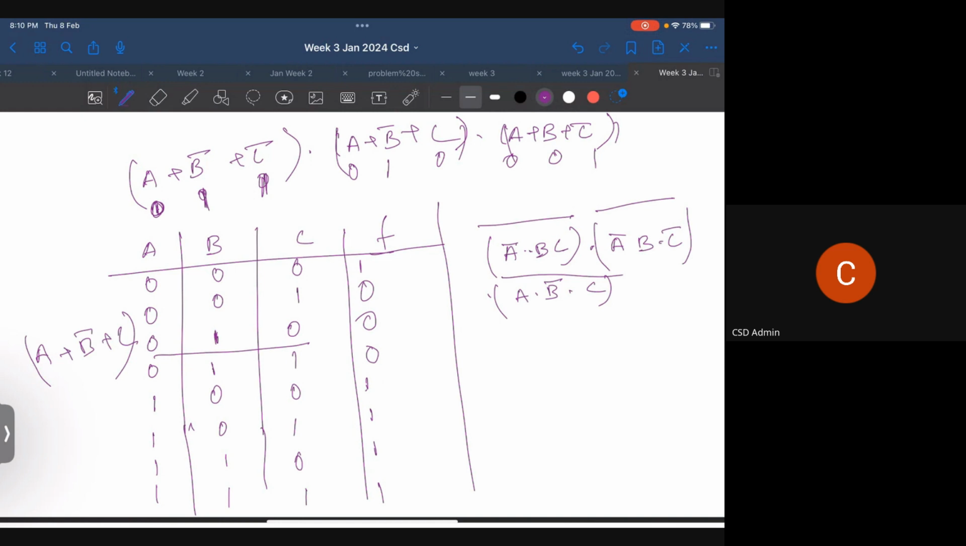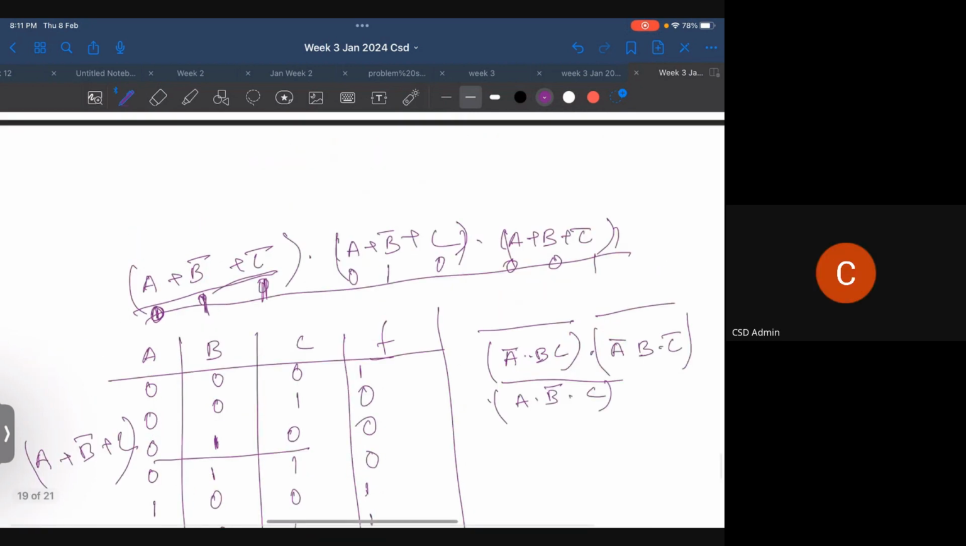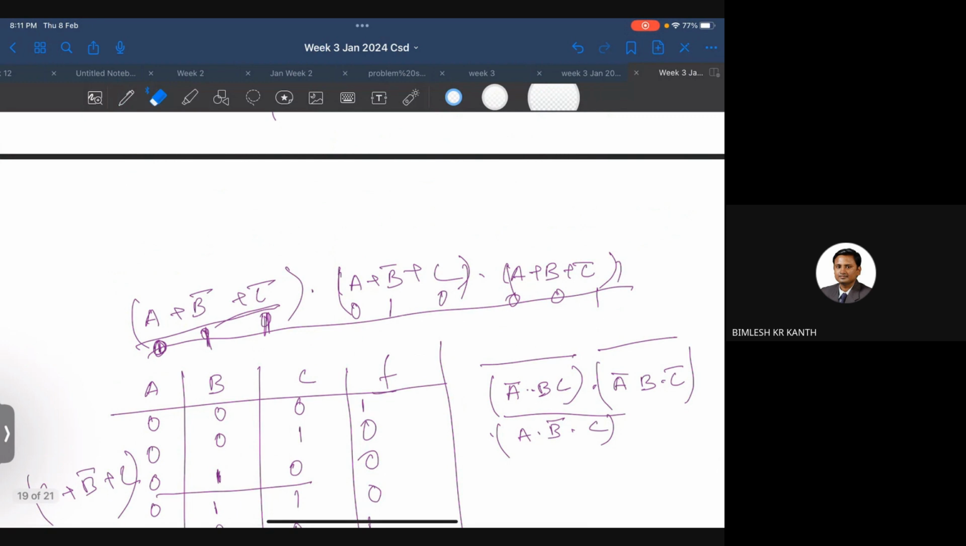You cannot write because this is a SOP, right? This is POS, right? I was applying De Morgan's law on the individual expressions. Earlier, the x plus y thing we did, yeah, you can also do that. I'm just asking whether this is allowed or not allowed. Okay, yeah, it is allowed.